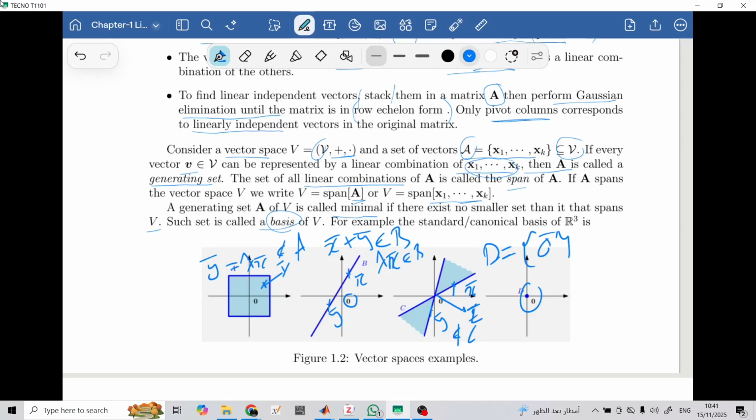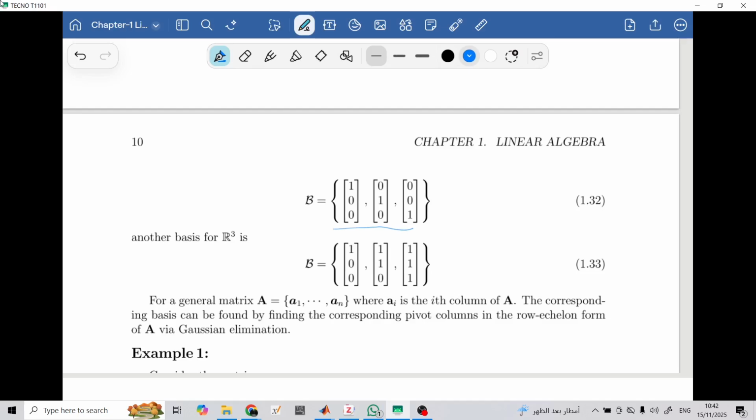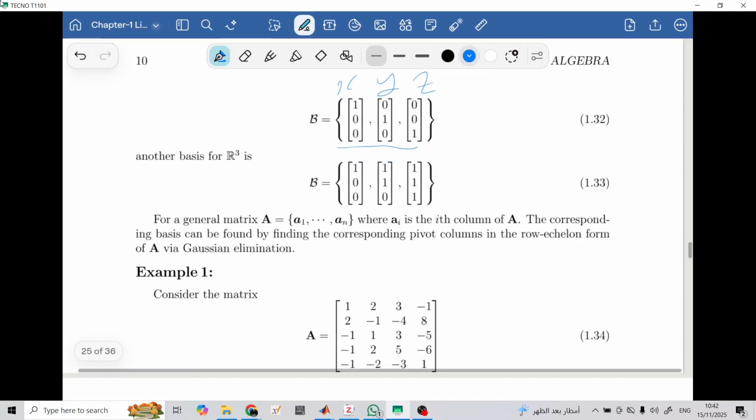What is a generating set? It's a set of vectors that, using linear combinations, we can span part of the vector space. For example, the standard, canonical basis of R3, which is the 3D space, is this set of vectors: 1 0 0. Let's say this is in the x direction, this is in the y direction, and this is in the z direction. This is not a unique set, meaning that we can find other bases for the same vector space. For example, this one here.